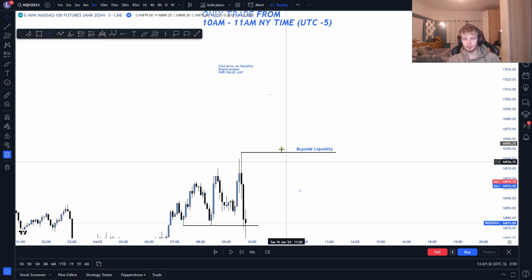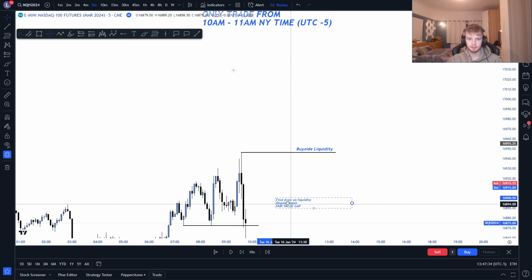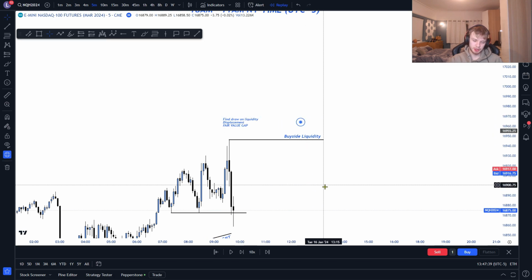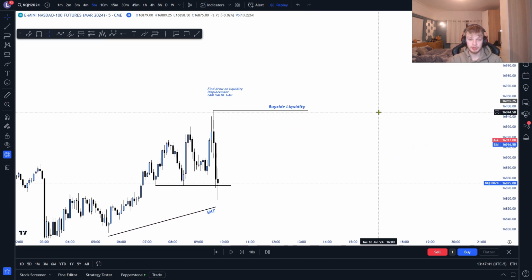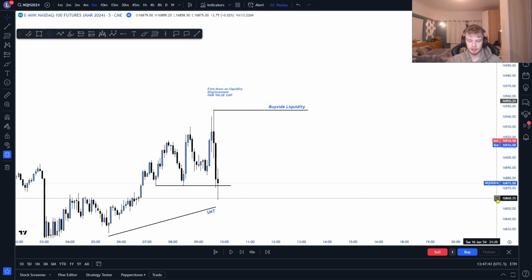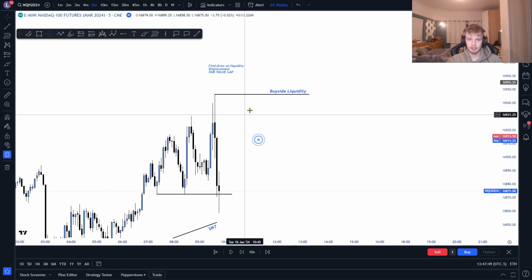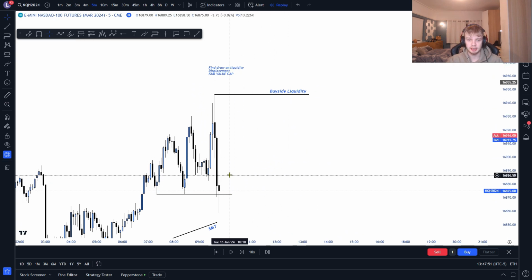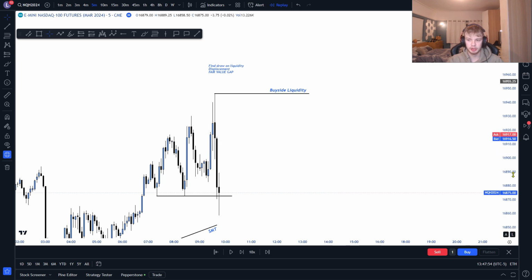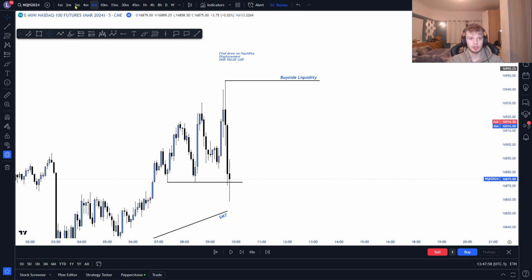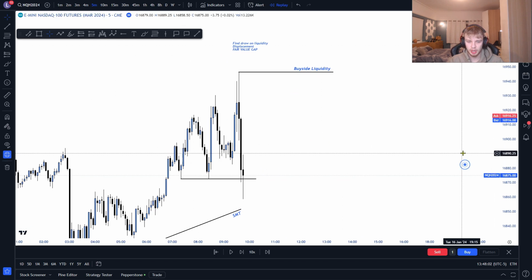If you are unfamiliar with what displacement means, all displacement is just a large candle. It doesn't have to be too large, just going in the direction to where you want the liquidity to be drawn, okay? Now, it's very important that the displacement is going in the direction that you want the trade to go, okay? Now, you can trade the silver bullet on any time frame. I like the 5 minutes or the 1 minute. That's where I find the highest win rate.